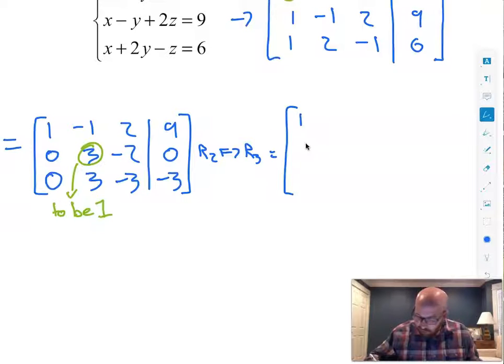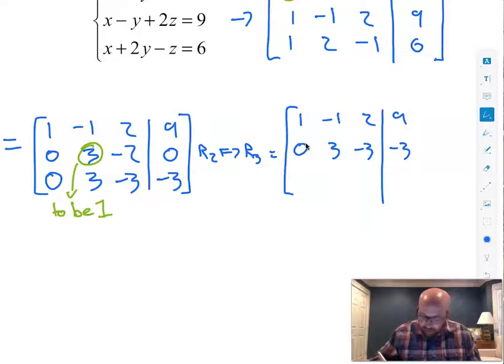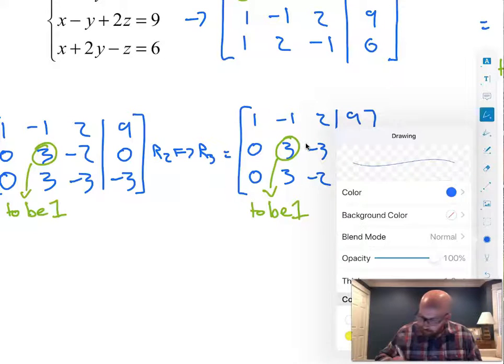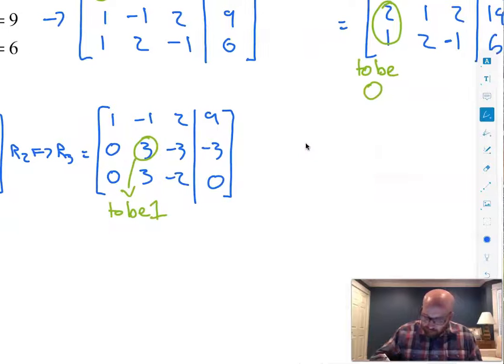So row 1 does not change. Row 2 is now 0, 3, negative 3, negative 3. Row 3 is now 0, 3, negative 2, 0. I still want this to be 1, and the way we're going to do that is we're just going to take 1/3 of row 2.